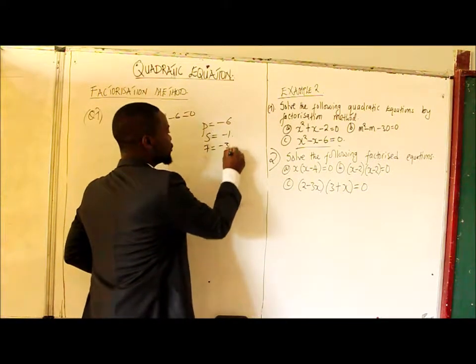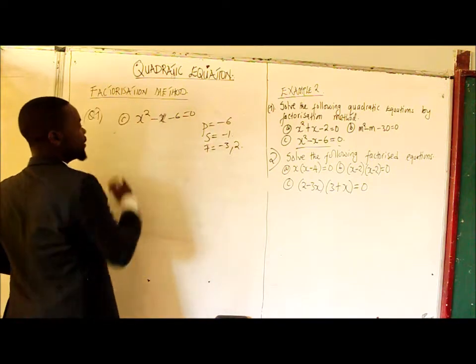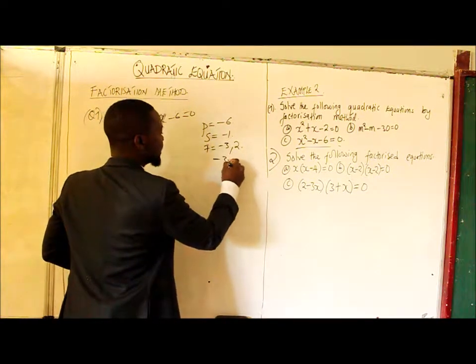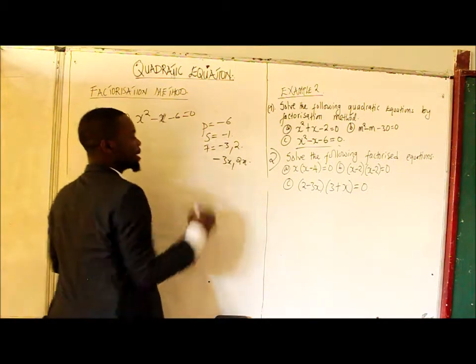What are those two numbers? We know it's negative 3 and positive 2. Negative 3 and positive 2. In terms of the variables, this would be negative 3x and 2x. Of which we know that negative 3x plus 2x is what?